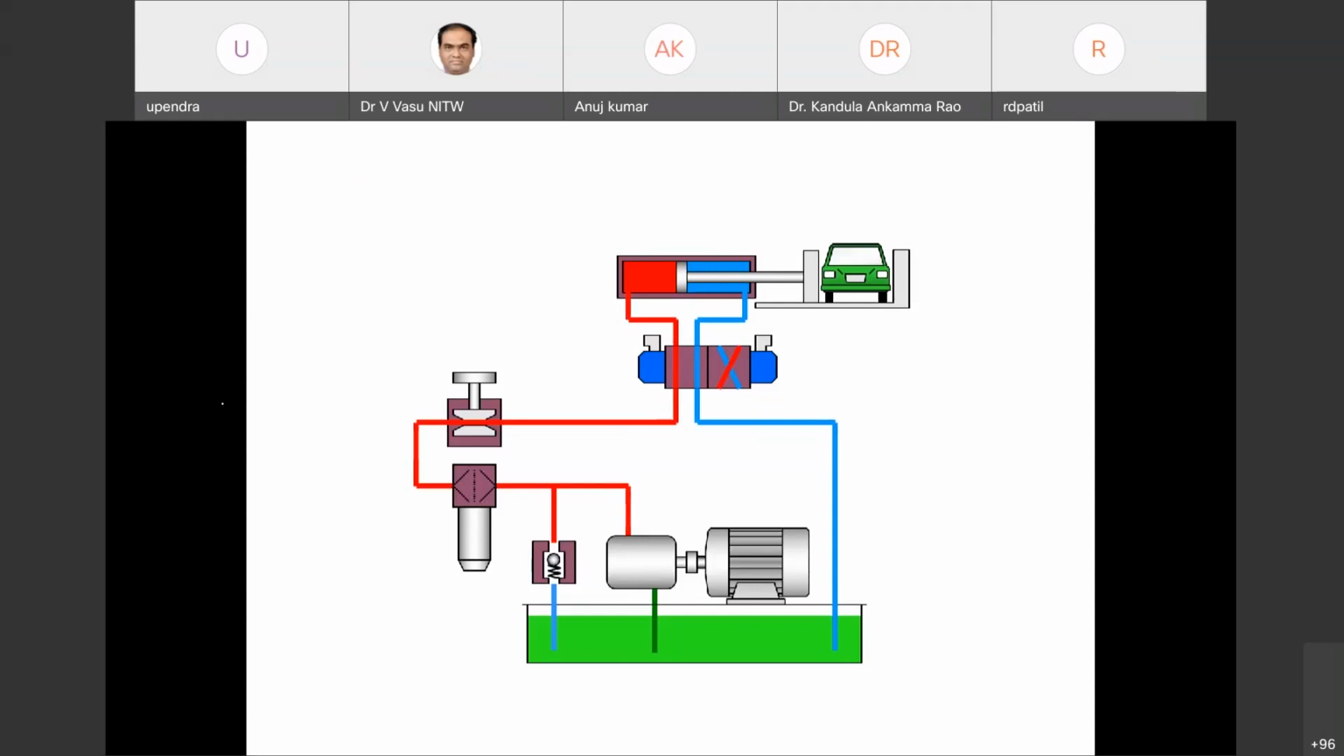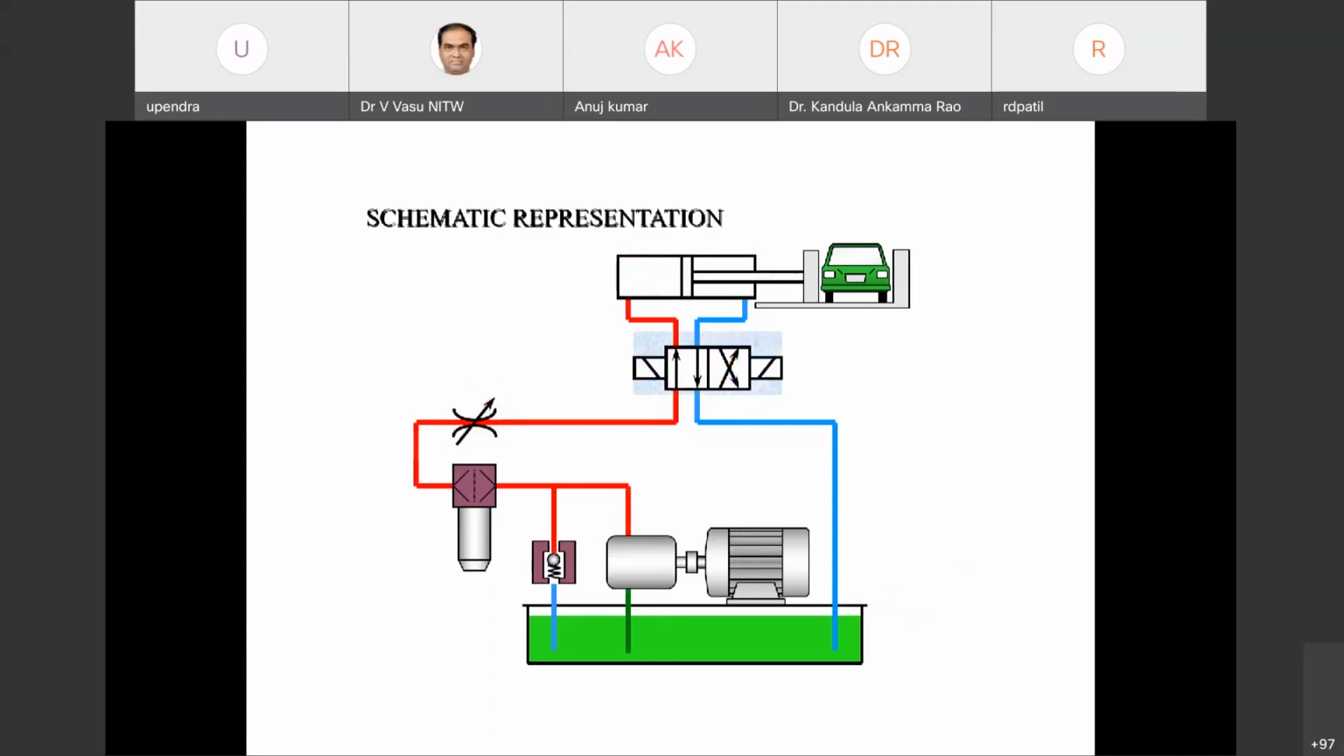The same thing will be there in the pneumatic system also, but instead of the oil reservoir, we are going to have an air compressor, and this motor will not be there in the pneumatic portion. Okay, so we can represent this in a schematic form.